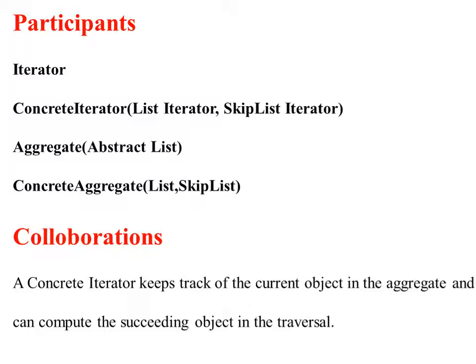Here preceding and succeeding mean: before the current item are the preceding objects, and after the current item are the succeeding objects. Whatever the succeeding objects are can be defined as collaborations between aggregate and concrete aggregate, abstract list and skip list. So these are the collaborations, the responsibilities carried out by the participants. So this is the collaboration template.